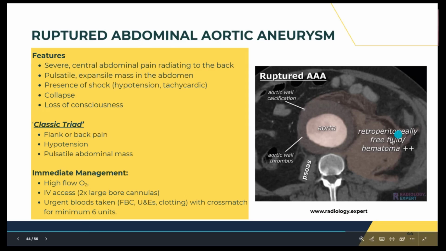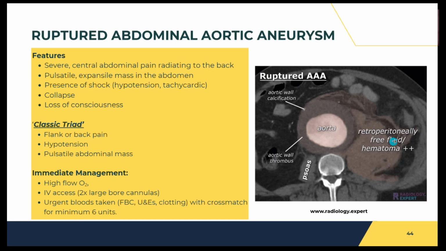So I think this picture describes a ruptured AAA. So the aorta's here. You see the retroperitoneal leak and the free fluid from the aorta and the rupture. You can also see some calcification as well.